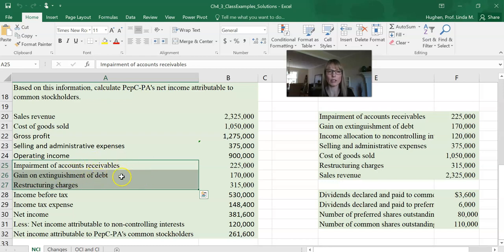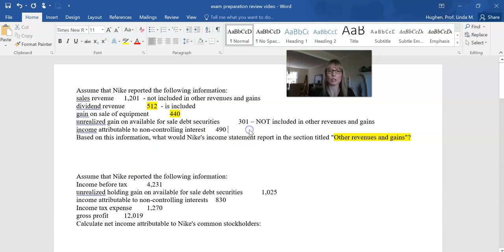Here, what I've highlighted, this is the non-operating section, which includes both other revenues and gains and other expenses and losses. So this is not included. Okay, so what would be included in the other revenues and gains? Dividend revenue of $512 plus the gain on sale of equipment of $440.